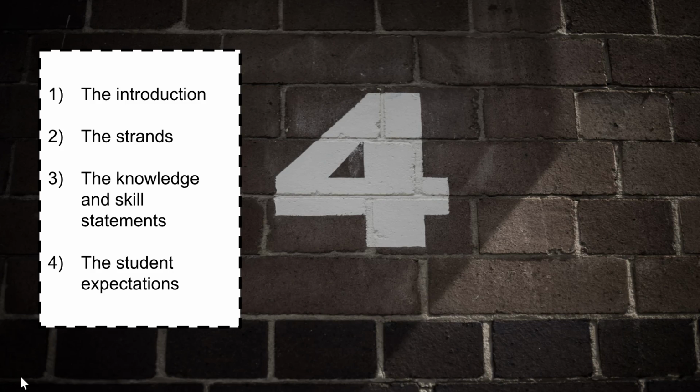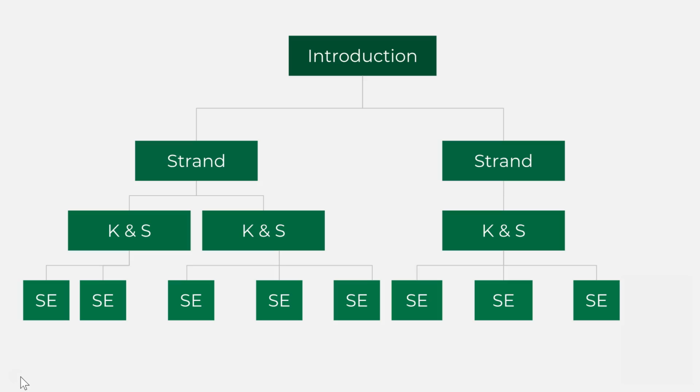No matter the content area, each set of TEKS has 4 parts to them: the introduction, the strands, the knowledge and skill statements, and finally, the student expectations. Here's a visual to help you see how these parts work together. Every set of TEKS starts with an introduction, and the major concepts are organized into strands. Knowledge and skill statements help define what these major strands are, and the student expectations let you know how students can show their success with the knowledge and skill statements. If this is confusing to you, that's okay. In the next slides, we're going to look at each of these portions individually.